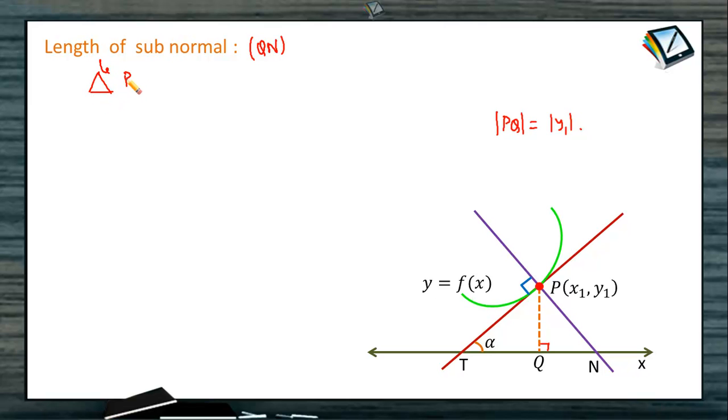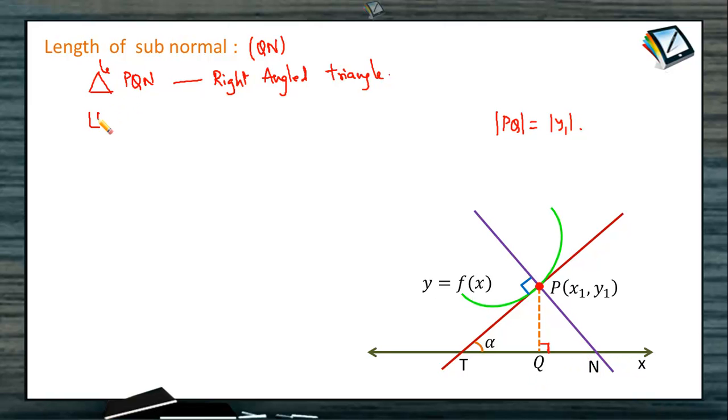What kind of a triangle is PQN? Because you have dropped a perpendicular from P to the x-axis, Q is the foot of the perpendicular. Therefore, there is an angle of 90 degrees in this triangle. So what kind of a triangle is PQN? PQN is a right angle triangle. Now, can you tell me what would be the angle at N?